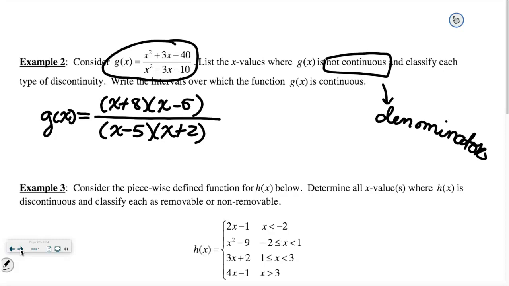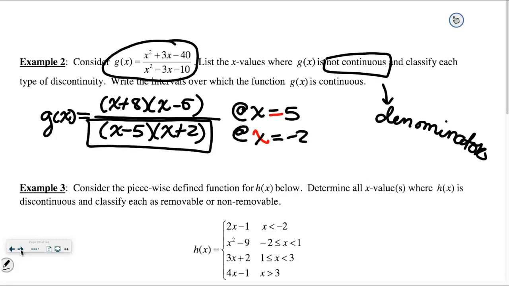So I have now factored it. I'm going to look in my denominator to find my discontinuities. My denominator has two issues, which means I've got two problems with the graph, and they are at x equals 5 and at x equals -2, because we cannot divide by 0. So I've got problematic behavior at those two places.